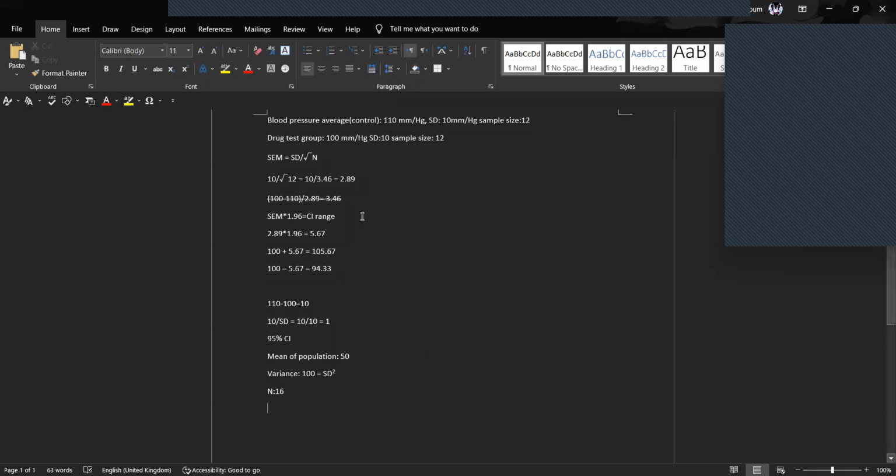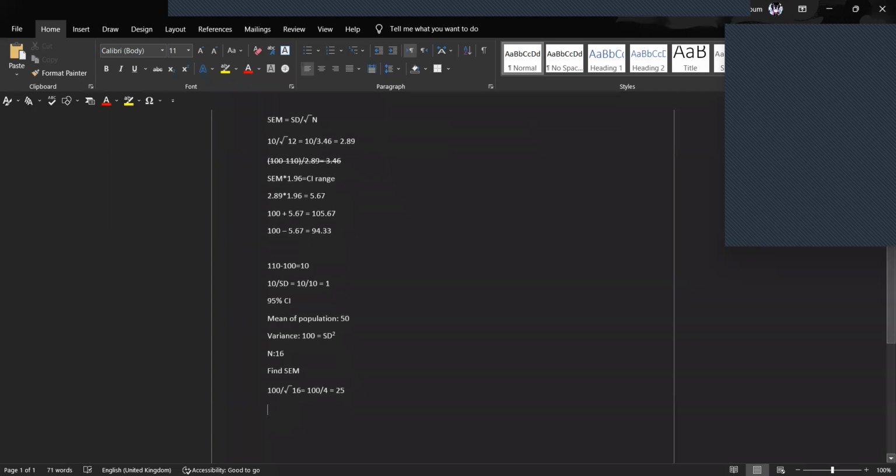So what we want to do first is find the standard error of the mean. So that's standard deviation, so 100 divided by the square root of the sample size. So that's equal to 100 divided by 4 equals 25. Okay? So we found the standard error of the mean.